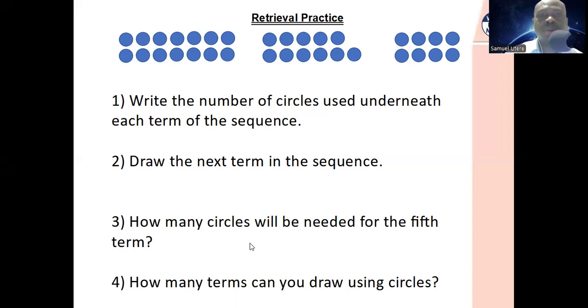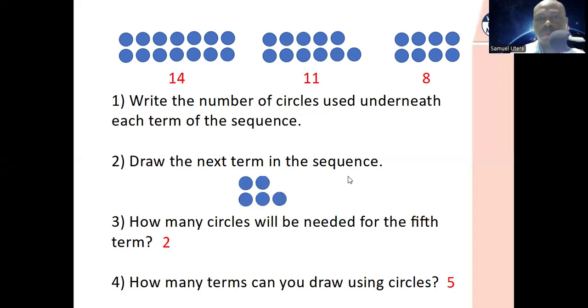So the first one, you were required to write the number of circles used underneath each term of the sequence. Okay, so you should get 14. So that one, you just need to count the circles. So 14, 11, and 8.